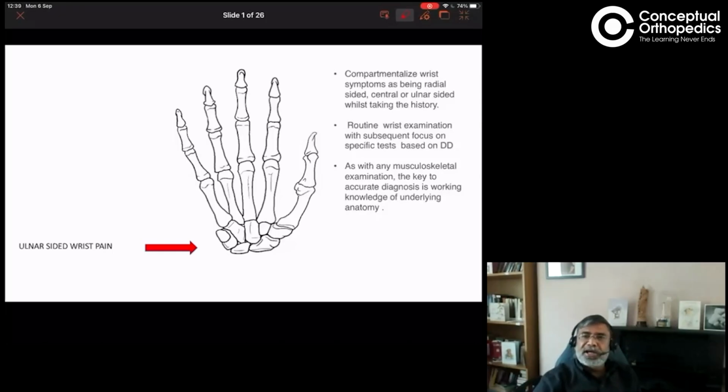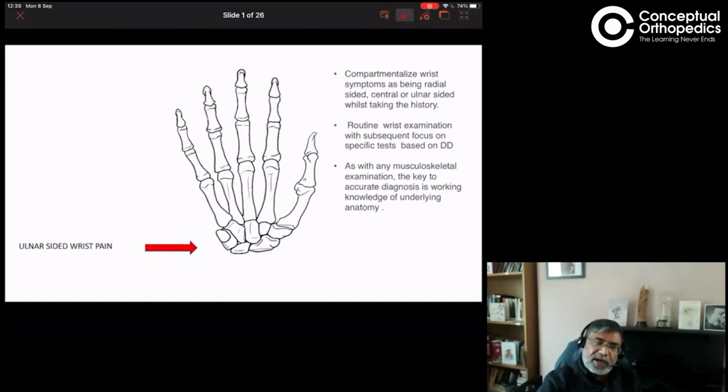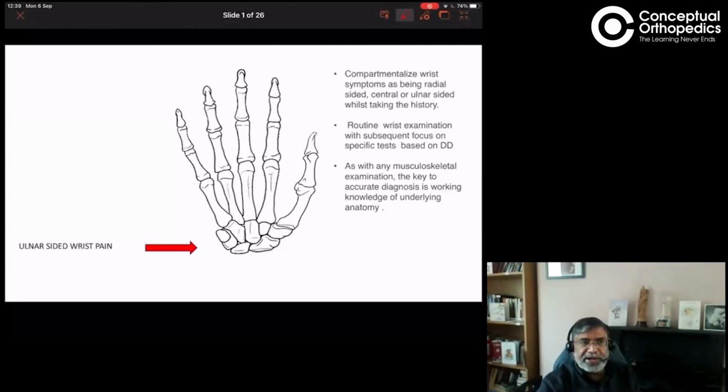So we'll start our talk mainly today concentrating on anatomy of ulnar side of the wrist, so that we will see how that can be applied for you making a differential diagnosis, and then arranging some specific test investigation for that differential diagnosis so that you can make a definite diagnosis and manage that condition. So that will be our aim.